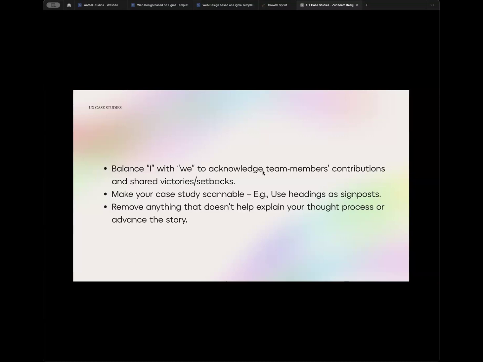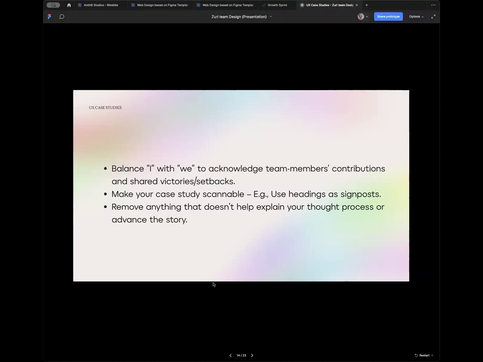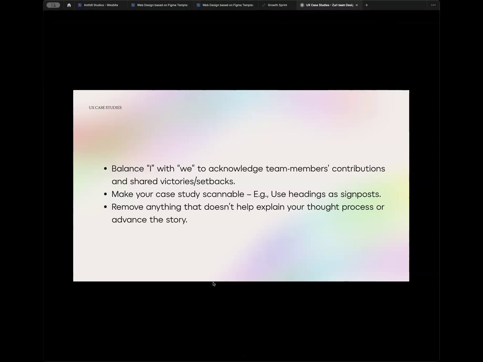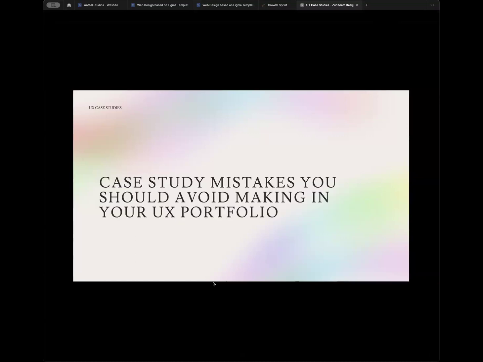Right. And if you can do this, if you follow the steps, you'll be able to come up with a very, very well-structured case study. Now, we're also going to be talking about some mistakes that people currently make with case studies. And I'm not going to take too much time on this. It's already maybe used like 57 minutes already. Okay, so let's move into case study mistakes you should avoid making in your portfolio. All right.